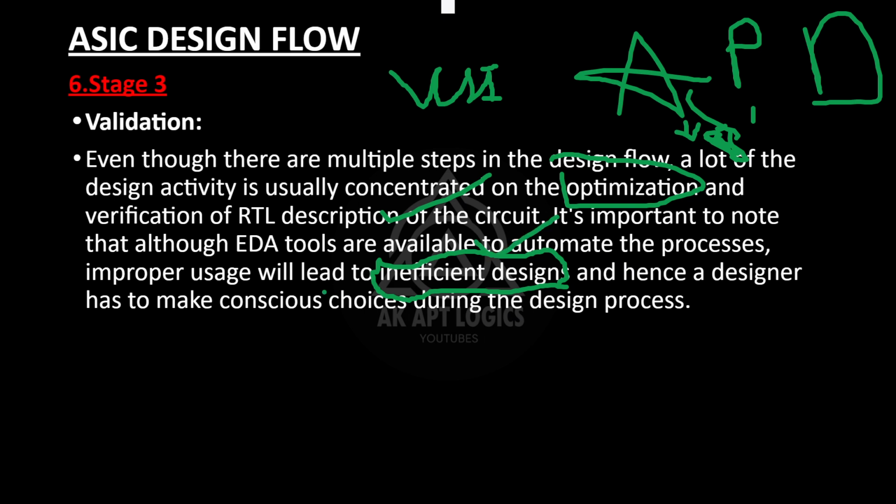Hence the designer has to make conscious choices during the design process. So this is the thing, guys. I hope I have given a clear idea about what is going on. Once again, I am going to give a quick recap. Firstly, we have to take the requirements and specification from the user. After taking the specification, the architect will design the architecture, and we check what components are already pre-available in the market.